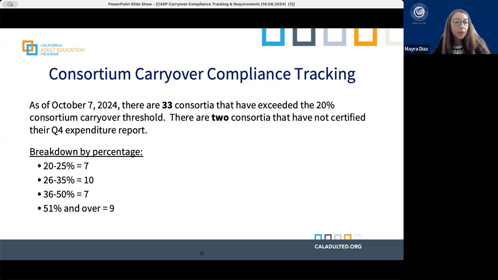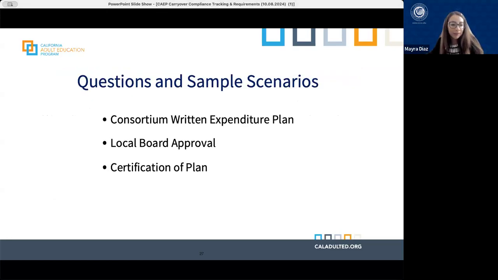And you can see a percentage breakdown of where these consortia and their carryover percentages stand. We have 7 between 20 to 25% of excess carryover, 10 between 26 and 35% excess carryover, 51% and over, there's a total of 9. So it is critical to be assessing the member carryover. That essentially is what is triggering this carryover compliance as an entire consortia carryover. Next slide, please. I will hand it back over to Neil.